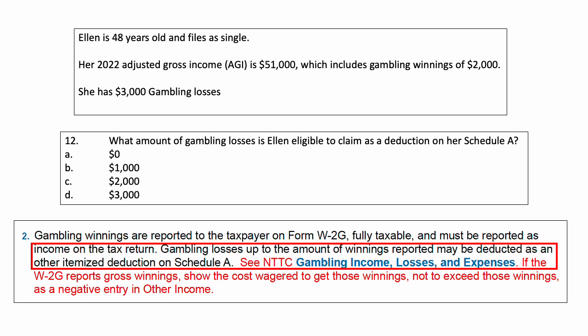In terms of the answer for this, what amount of gambling losses? Well, the answer here is $2,000. Your losses, in terms of a deduction, cannot exceed what your winnings are. You only claim up to the amount of your winnings against losses. So the answer is C, $2,000 here.